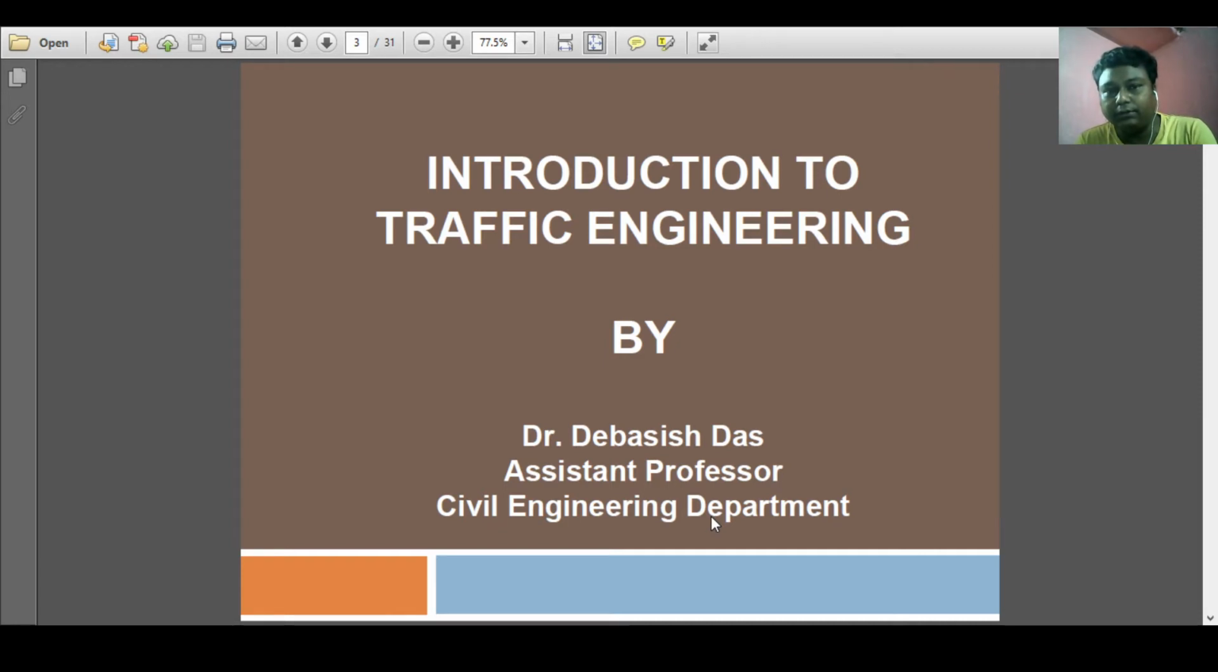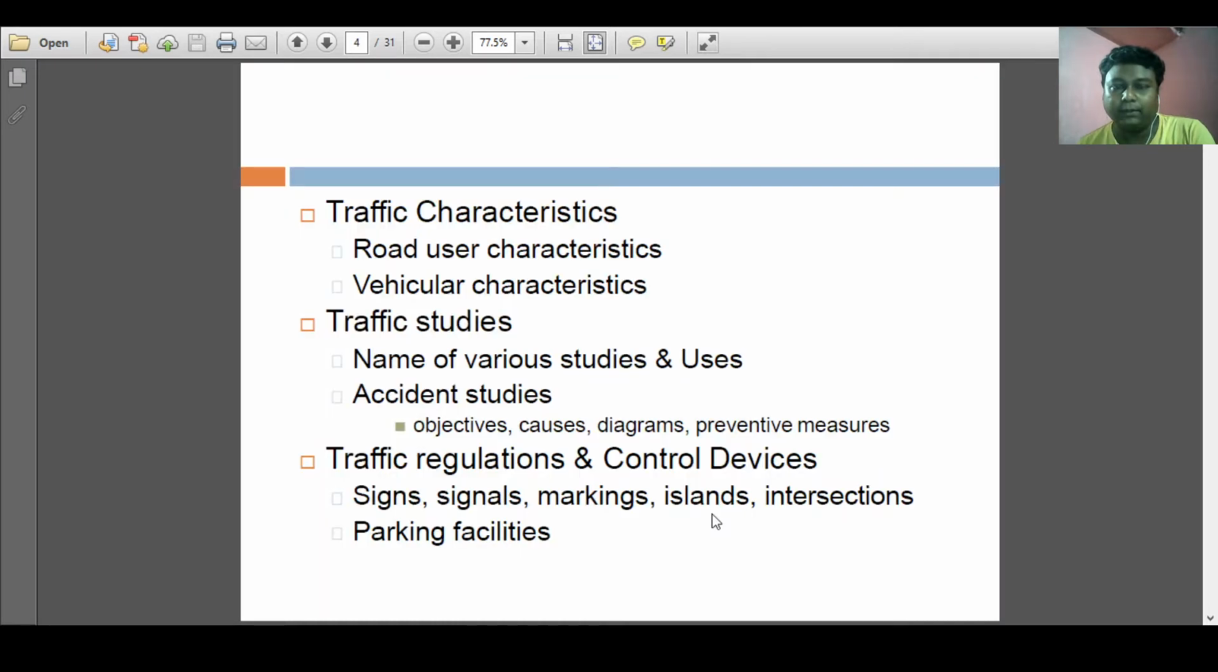Before starting the subject, let me introduce myself. I am Dr. Debasish. I am an assistant professor in the civil engineering department of GIS College of Engineering, Kalyani.